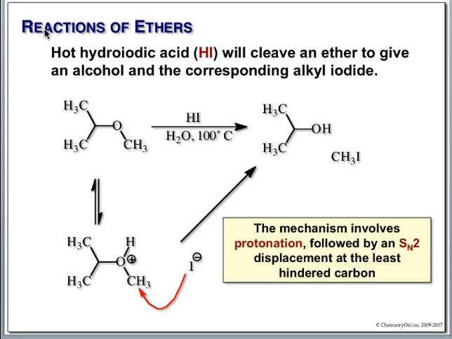If you think about the Williamson ether synthesis backwards, this is the same thing, isn't it? Alcohol anion plus alkyl halide would give you an ether. So this is just reversing it. Conditions are very forceful, again, boiling HI. Not a great reaction. Any questions?